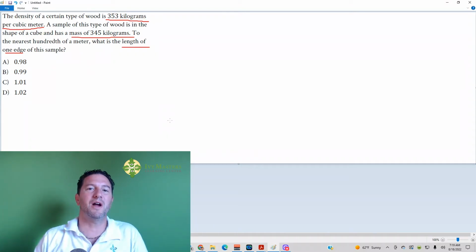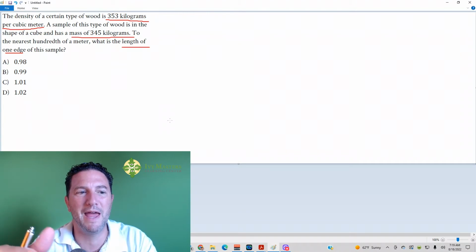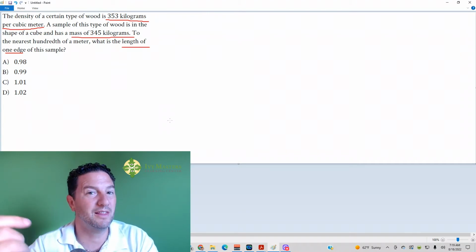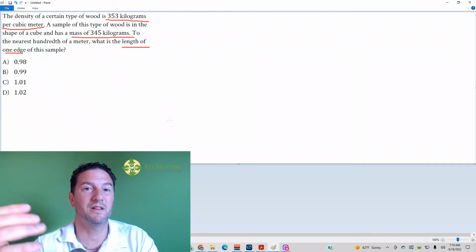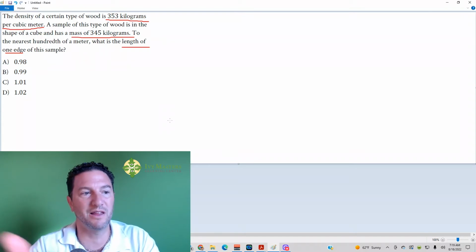So what we've got here is a little stoichiometry, and once you get it in your head and you set it up, it's not that bad. So it's asking for the length of an edge. What's the length of an edge? It's a length. When we look at our measurements here, we've got kilograms. That's not a length. Cubic meters. Well, meters is a length. And then we've got kilograms again.